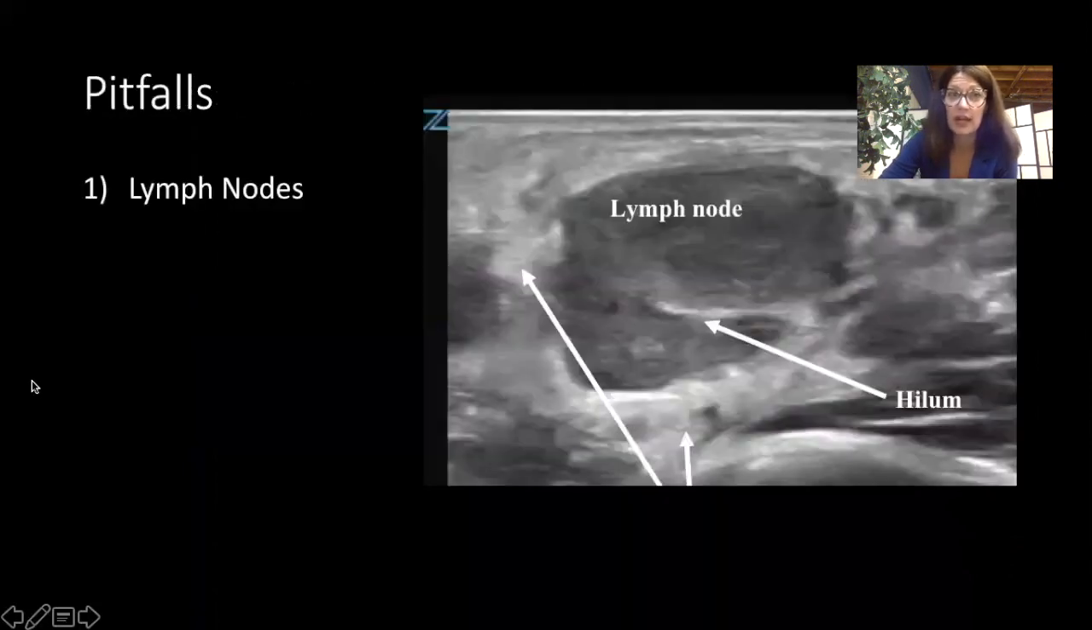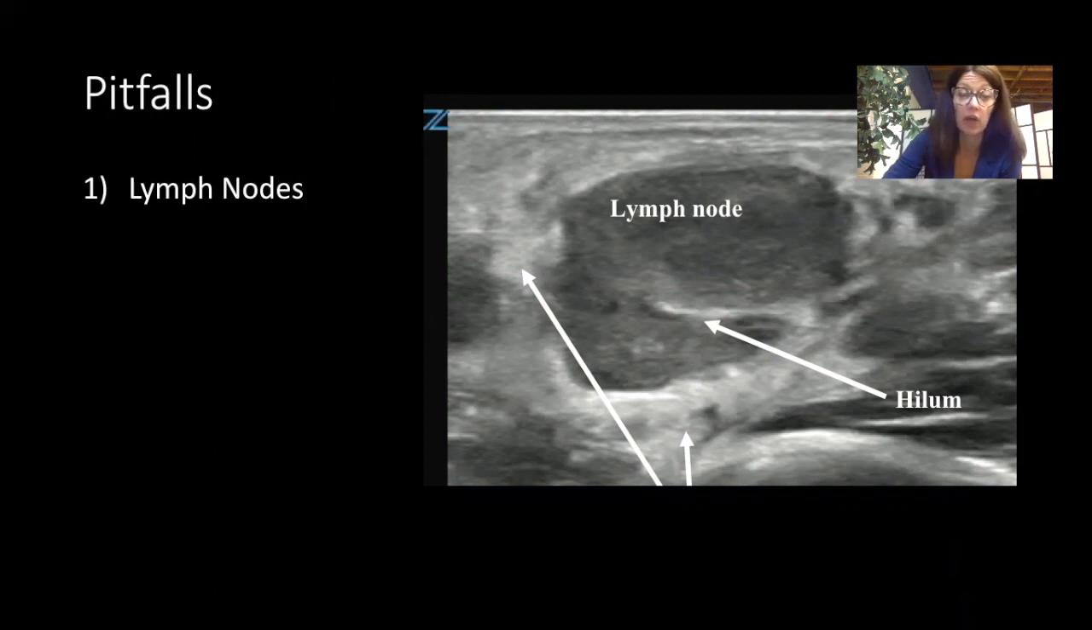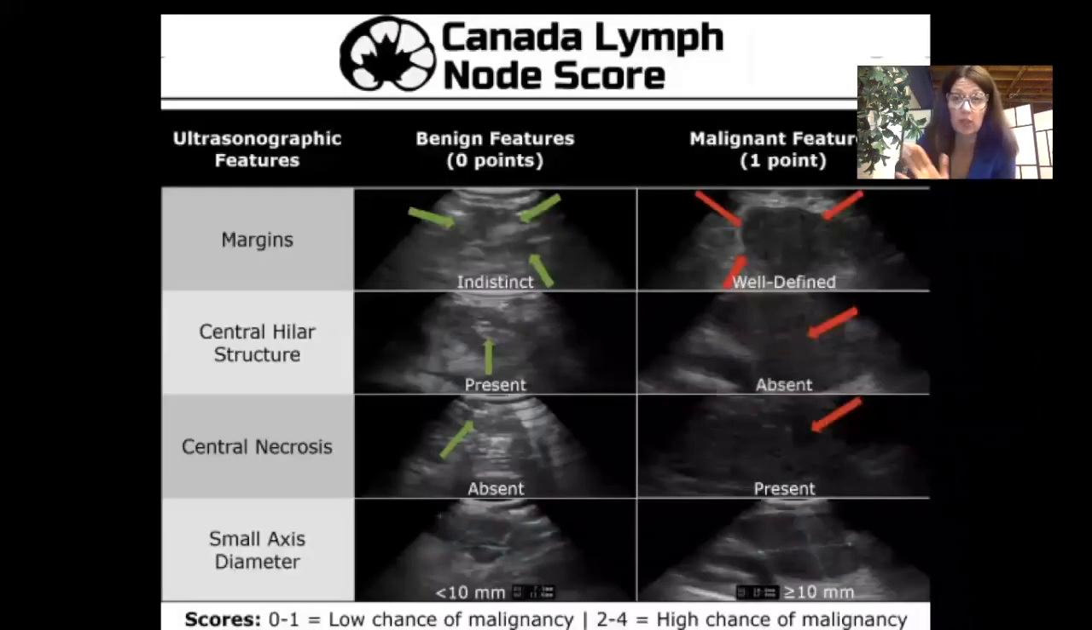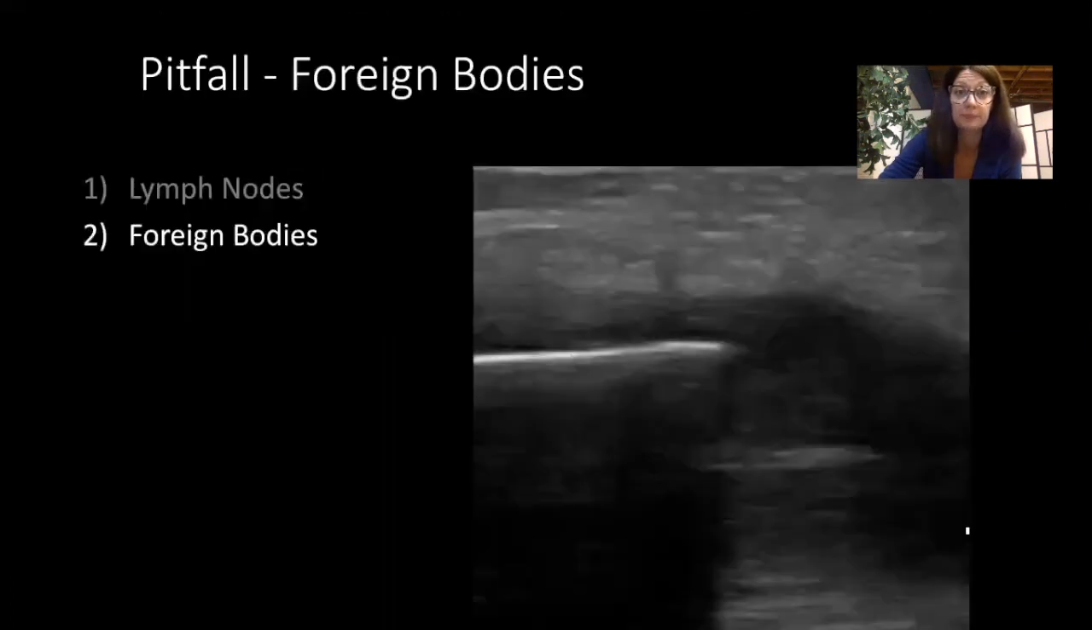So some pitfalls. You obviously wouldn't want to I&D a lymph node. What do lymph nodes look like? They're more elliptical in shape. You'll see this central hilar structure, and then you may see some flow centrally around the hilum. This is obviously way beyond the scope of point-of-care ultrasound, but I do want to say, if you see anything worrisome like not well-defined margins, absence of the hilar structure in a lymph node, or some central necrosis, or it's greater than a centimeter, you may want to refer for formal imaging or to the pediatrician for follow-up.